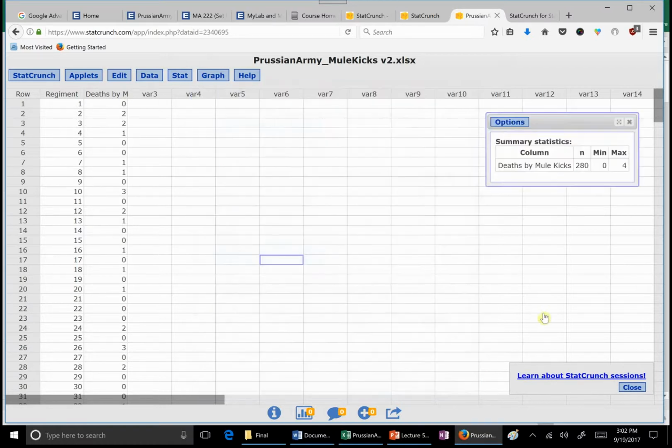I want to make sure I have an idea of how many data values there are. That's going to be important later on. I also want to know if there are any weird data values. So 0 and 4 look okay. That's kind of what I would expect. I'm not seeing something like 3.8, which would be kind of weird, or 20, or -5. So the data set looks okay.